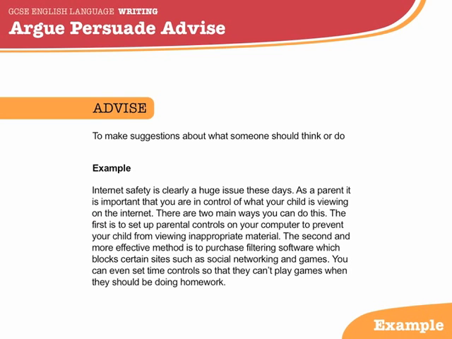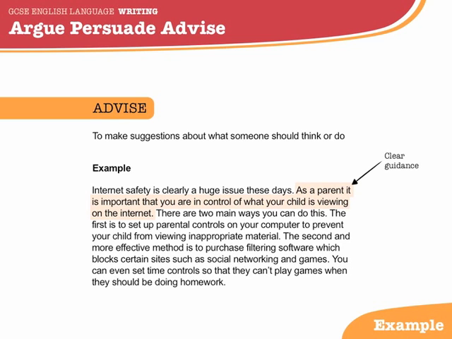Here's an example of writing to advise a parent about internet safety for their children. Internet safety is clearly a huge issue these days. As a parent, it is important that you're in control of what your child is viewing on the internet. There are two main ways you can do this. The first is to set up parental controls on your computer to prevent your child from viewing inappropriate material. The second, and more effective method, is to purchase filtering software which blocks certain sites, such as social networking and games. You can even set time controls so that they can't play games when they should be doing homework.